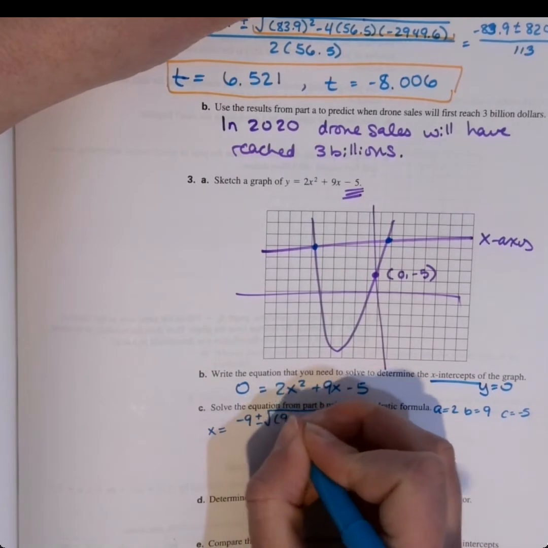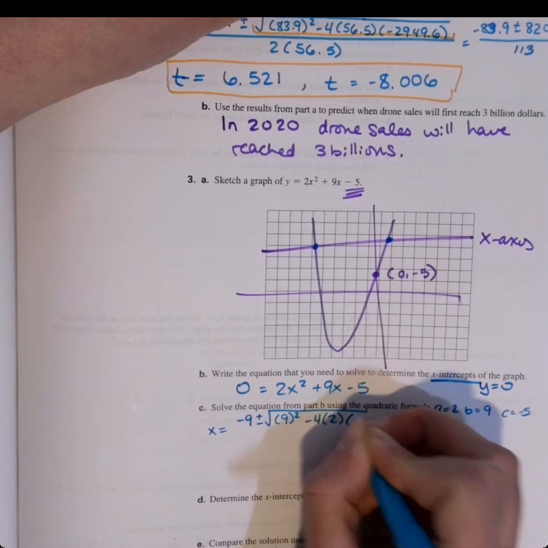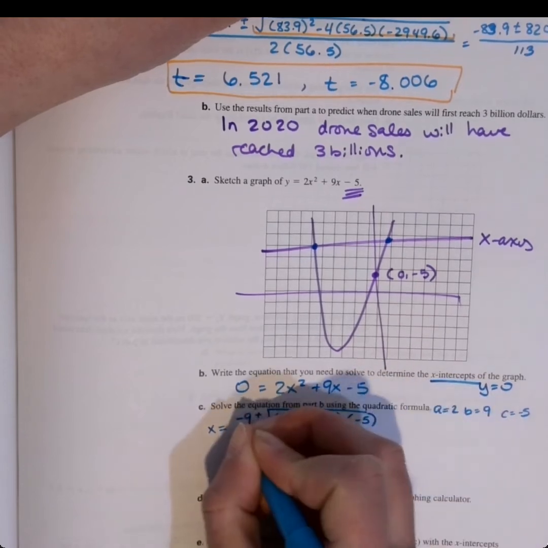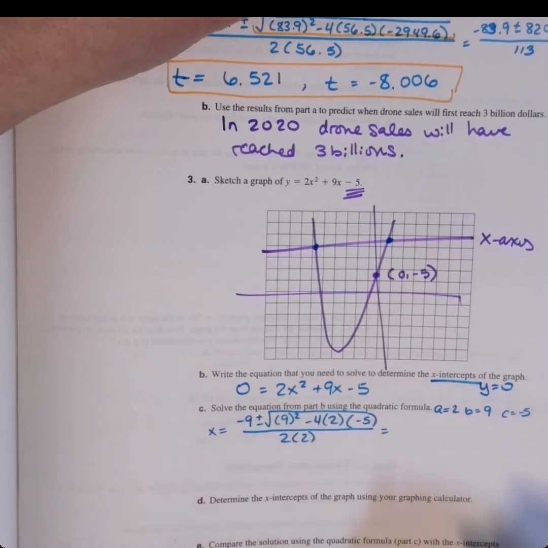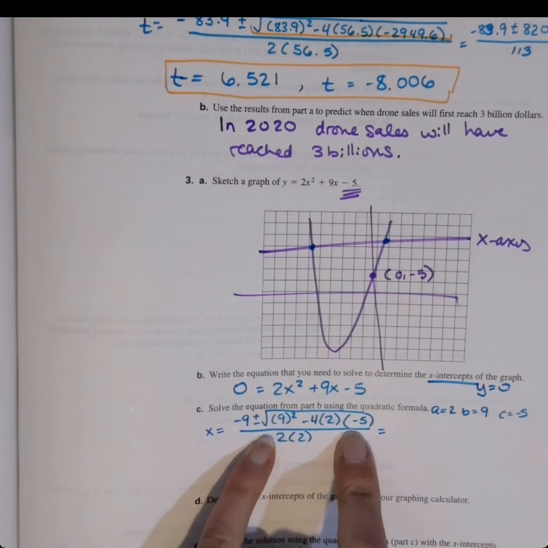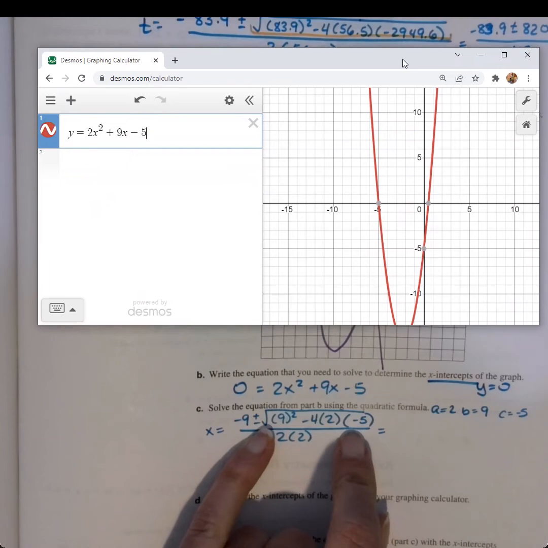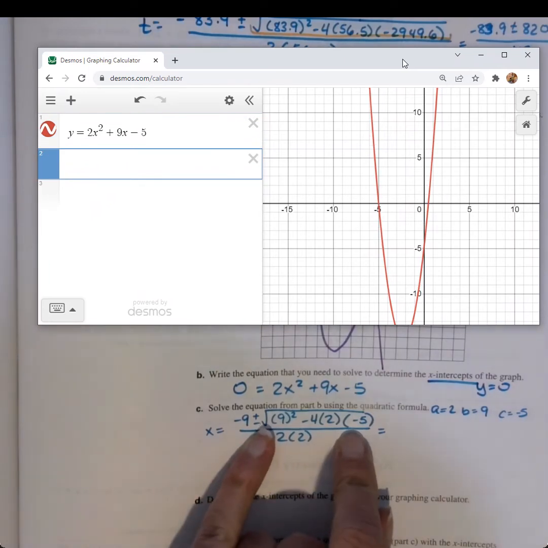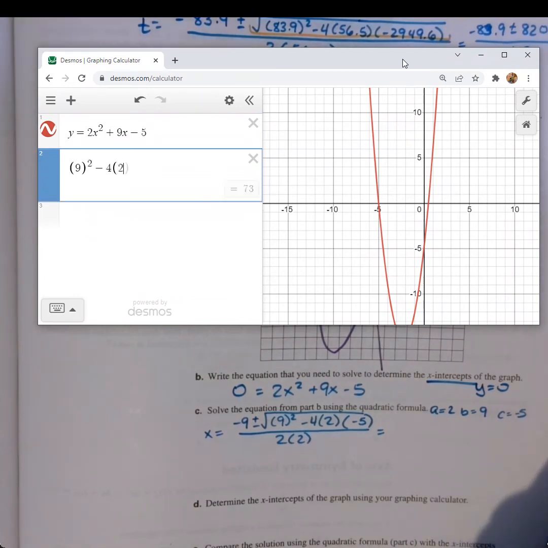So that's 9 squared minus 4 times a, which is 2, times c, which is -5, all divided by 2 times a, which is 2. This time when I simplify, I'm going to first simplify just inside the radical, not including the radical, because I don't have decimal values and I'm not necessarily immediately going into a decimal with this. I might want to get my answer simplified in terms of radicals. So we're going to do just the 9 squared minus 4 times 2 times -5.